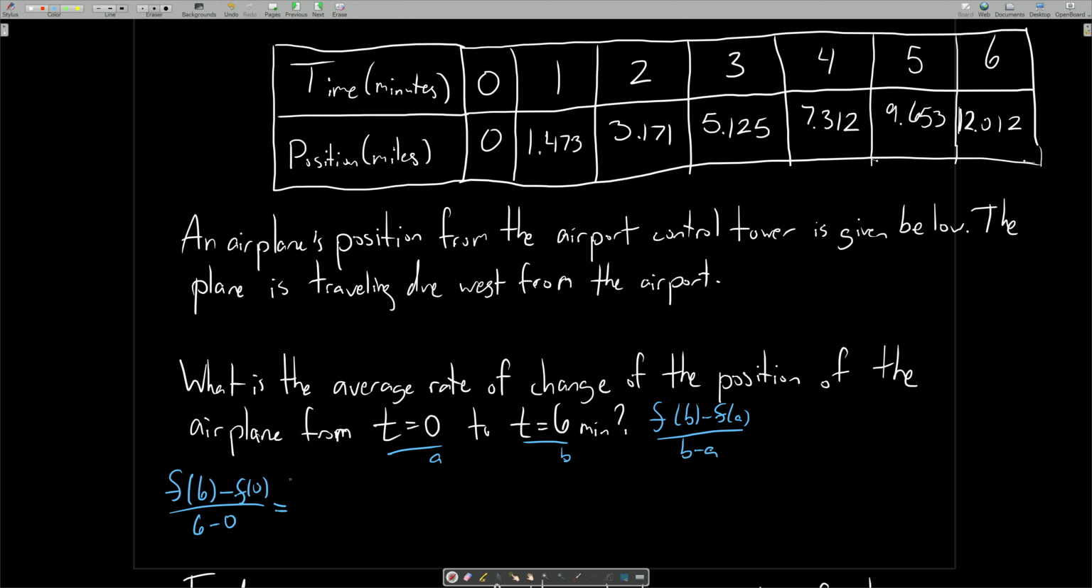And the table just gives us those values. So for 6 it's 12.012. And then for 0 it's just 0, over 6 minus 0, which is 6. And this is a minus 0, so it doesn't matter. 12.012 divided by 6 is 2.002. So that's the average rate of change from 0 to 6 minutes.